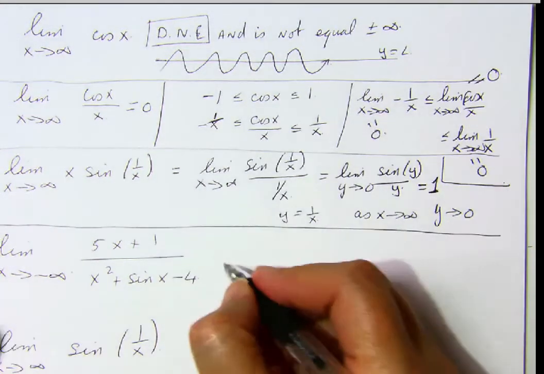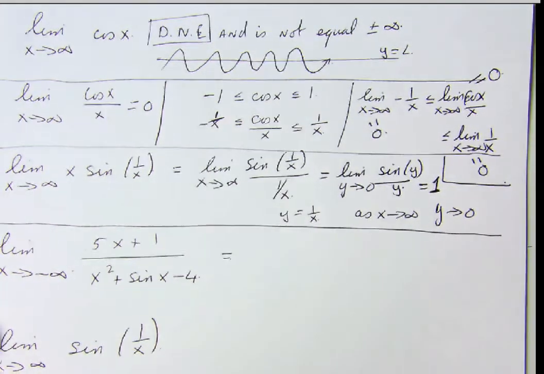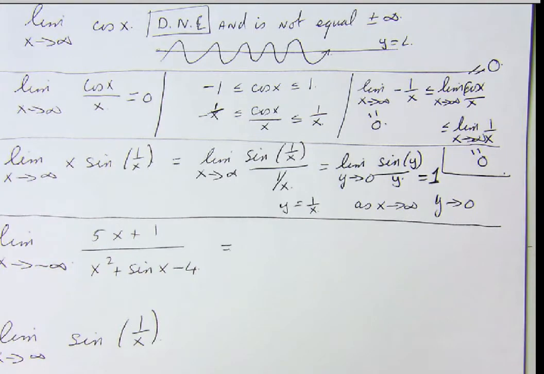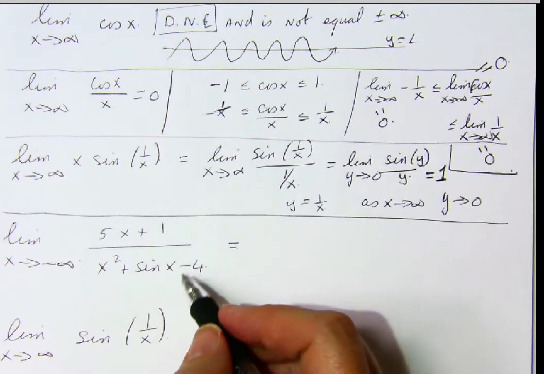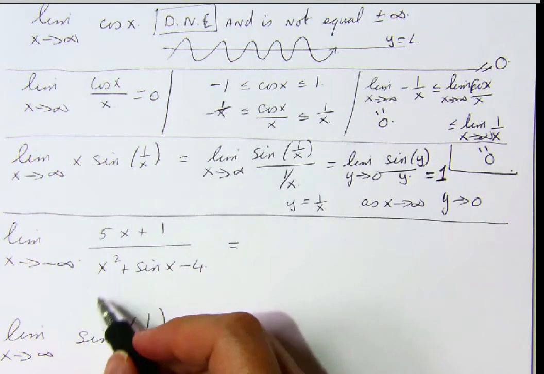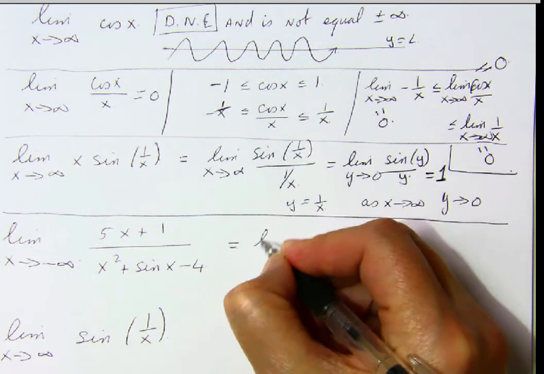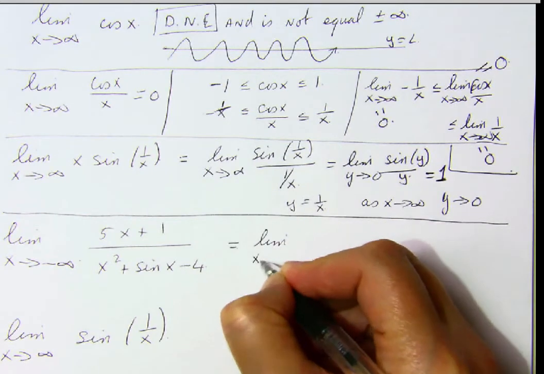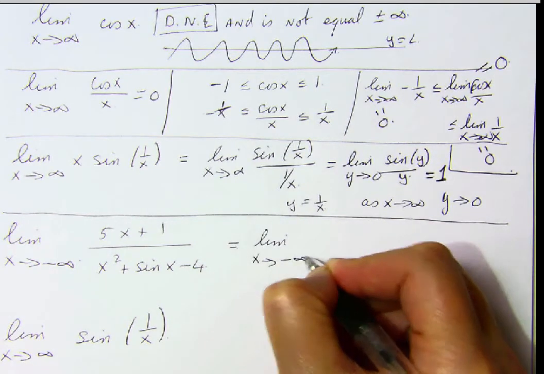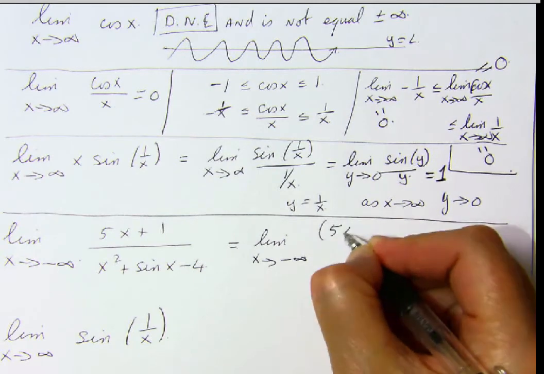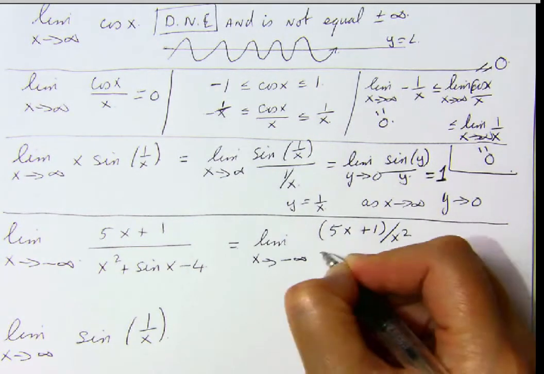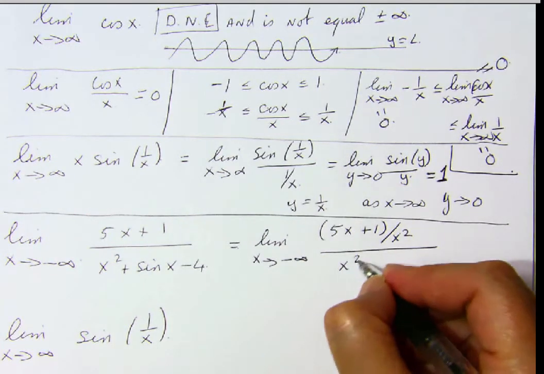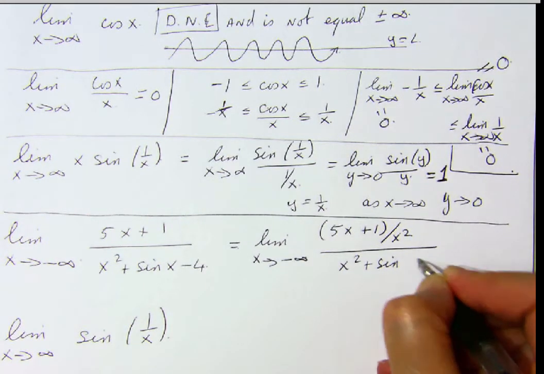And here, this is a mishmash of a rational function and a trigonometric function. Perhaps the best thing is to try our old trick and hope for the best, and divide by the highest power of x in the denominator. So this is the limit as x approaches negative infinity. I'm going to divide numerator and denominator by x squared and hope for the best.